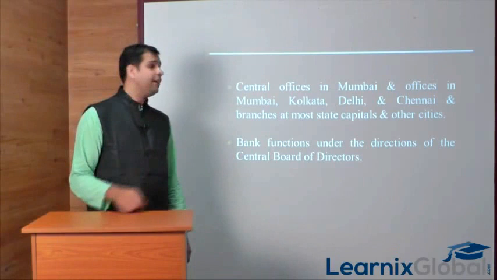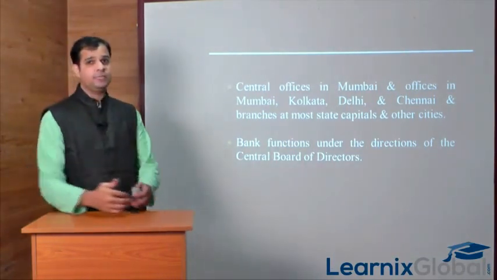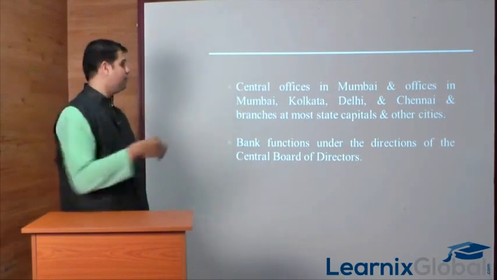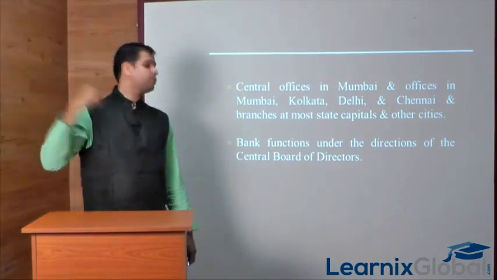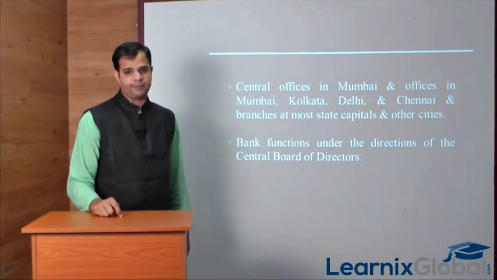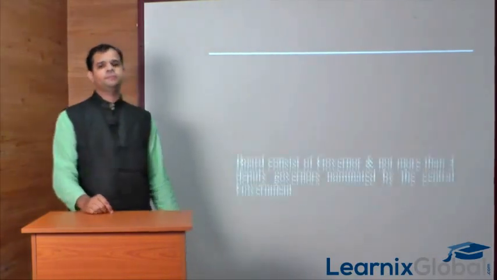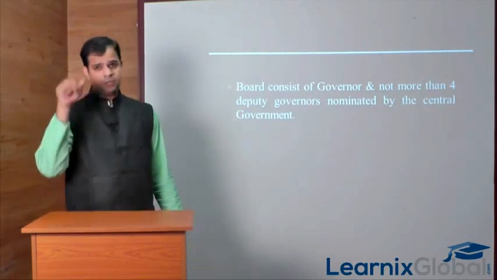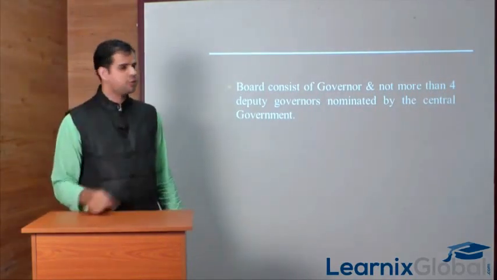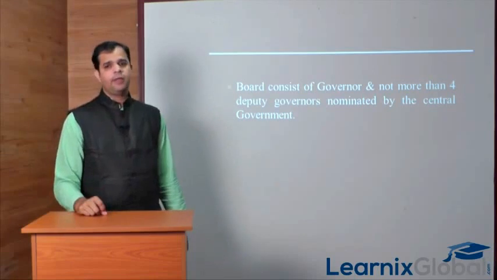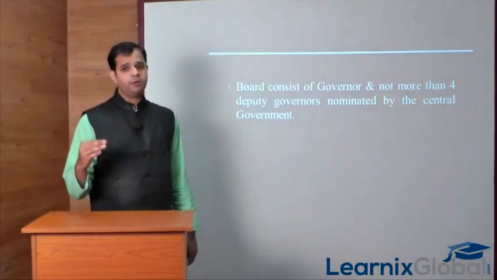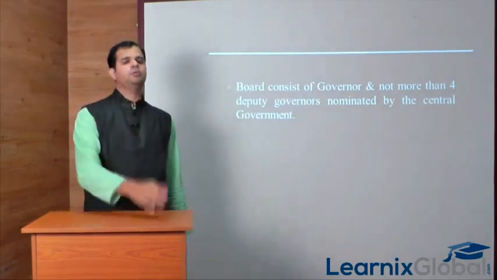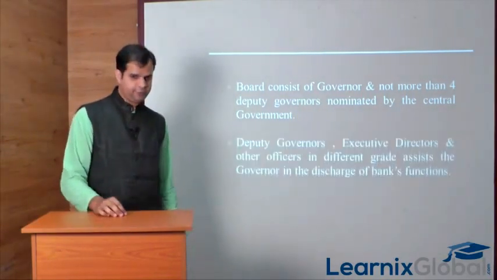What do they do? These offices enforce regulations and monitor, and the banks function as per the directions of the Central Board of Directors. Now, what does a board consist of? I think we have mentioned this in the earlier slide about the structure. It consists of a governor and not more than 4 deputy governors appointed or nominated by the central government. So a governor and 4 deputy governors.